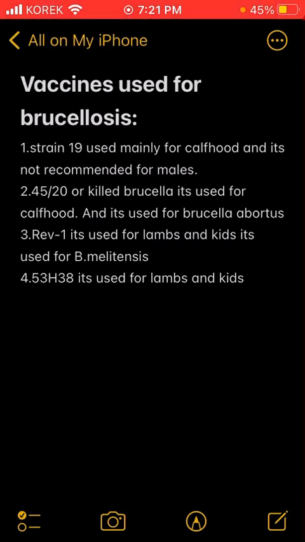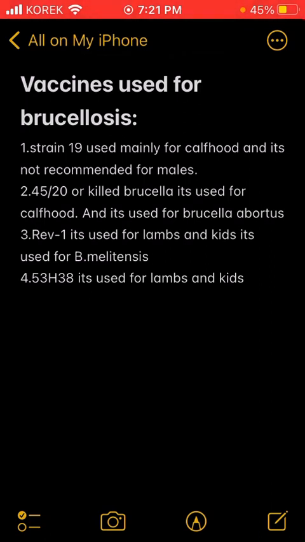First, the vaccines that we have. Strain 19 is used mainly for calfhood, and it's not recommended for males, so it means the vaccine is just for females. We have the 45/20 vaccine, or killed Brucella. It's used for calfhood. Which type of Brucella is it used for? It's called killed Brucella, or 45/20 vaccine, and it's used just for Brucella abortus.